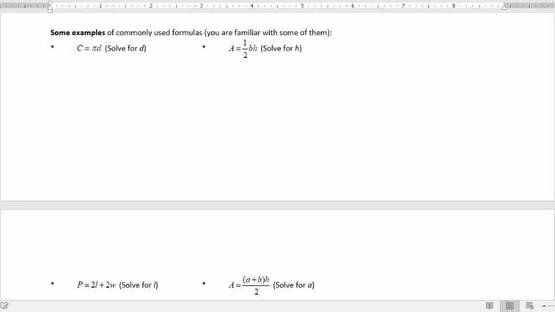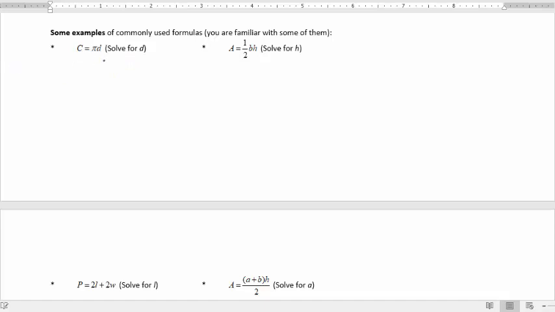And some of these formulas you probably will recognize from previous classes, like the first one here, C equals pi d. That's the circumference of the circle formula, right? Circumference is equal to pi times the diameter. So you can see that this formula is solved for C in terms of d. So the problem is telling us to solve it for d now. All right, well, that's straightforward enough, right?